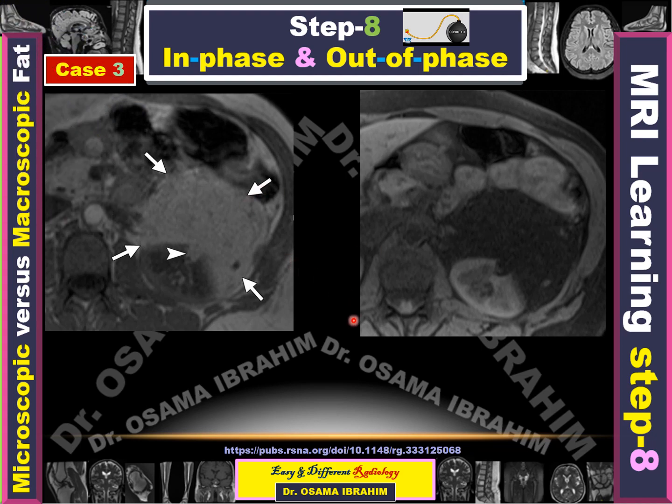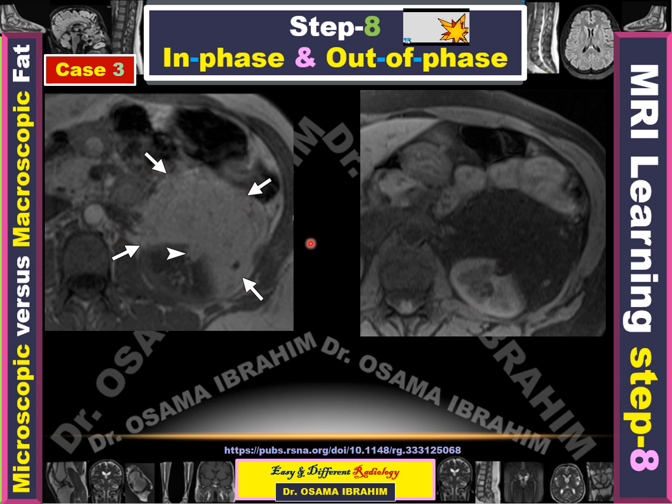Third case. First question, is there any opposed phase in these images or not? Then the second question, is there microscopic or macroscopic fat? Then reach the diagnosis through the site of the lesion. The answer to the first question: there is no opposed phase in these two images, because there is no boundary artifact, no India ink artifact.